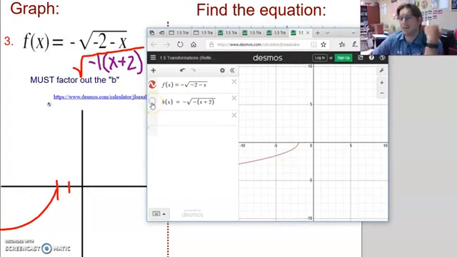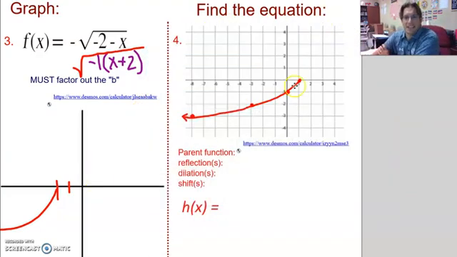Order's not important yet because we haven't introduced compressions and stretches. So right now, you're kind of thinking, oh, order's not important. It is. You'll see it later. Okay, let's look at the next one.